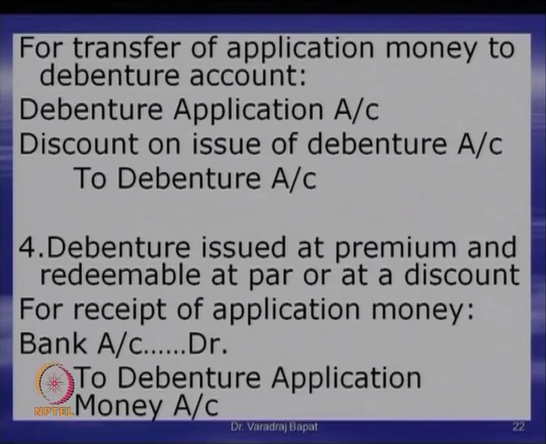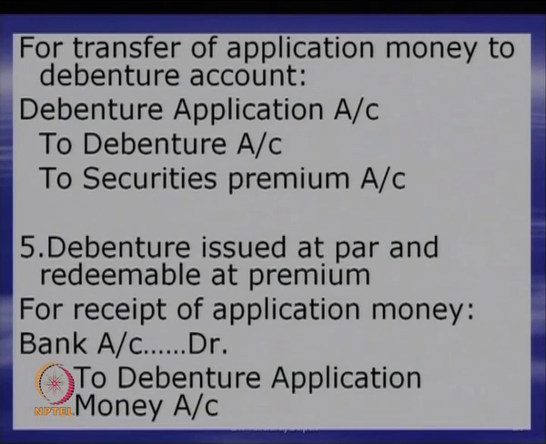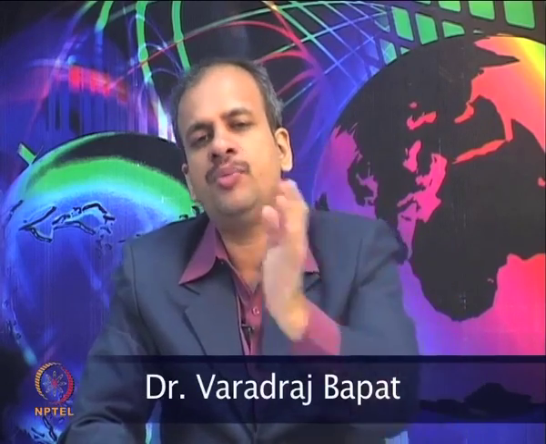Now let us see the fourth case. Fourth case is debenture is issued at a premium, but it is redeemable at par or at a discount. Again, the first entry is the same, bank account debit to debenture application account for receipt of money. The second entry will slightly change because now the debenture application money is transferred to debenture account and also securities premium account. So, here is a case where a 100 rupees debenture is being issued at say 105 rupees. So, people pay 105, out of that 100 rupees go to debenture account, 5 rupees goes to securities premium account.